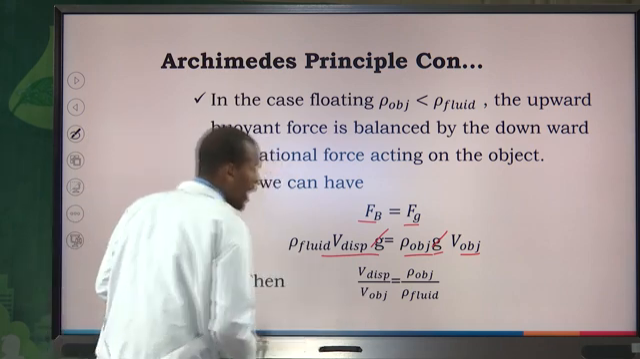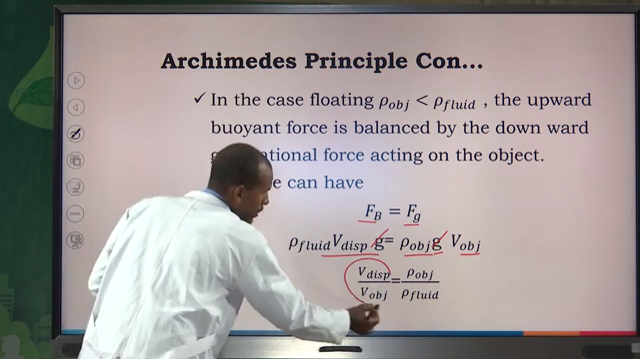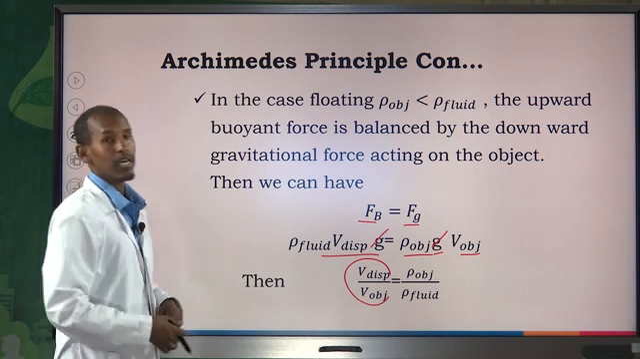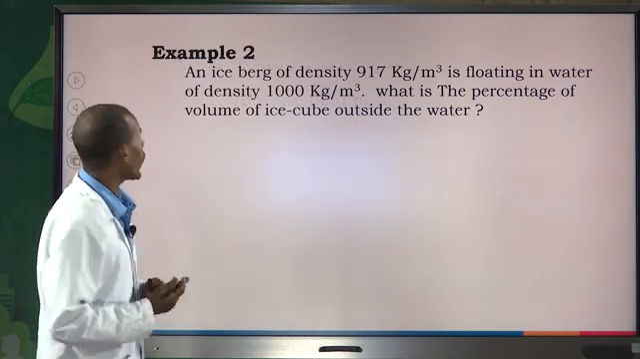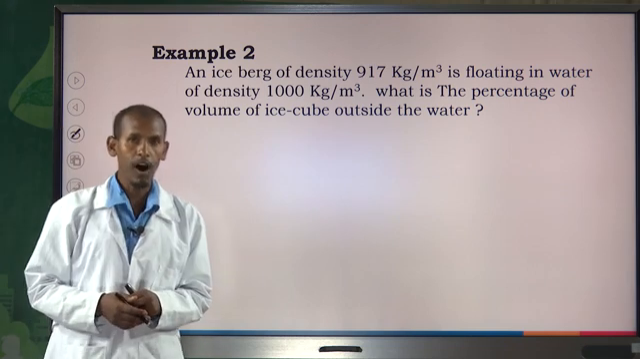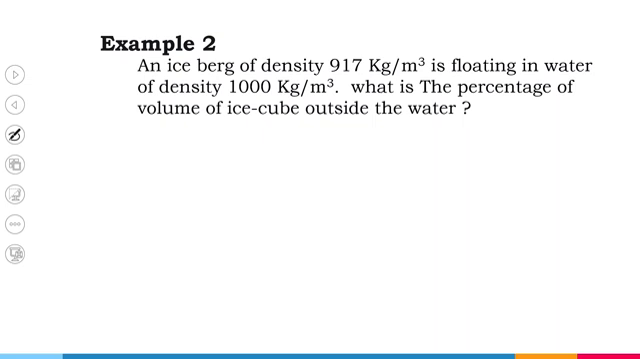This gives us how much of the object is below the fluid, in ratio to the volume of the object outside the fluid. Very important question. So let's see an example. An iceberg of density 917 kg per meter cube is floating in water of density 1000 kg per meter cube. What is the percentage of the volume of the iceberg outside the water? We can calculate such problems using Archimedes principle.